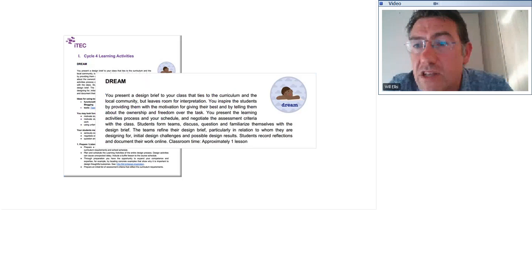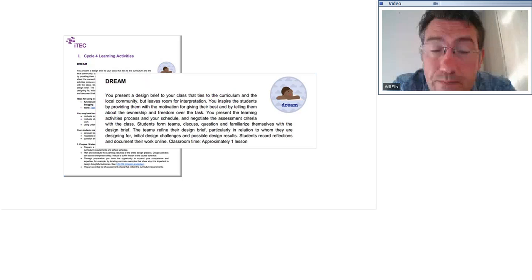This is a learning activity called Dream, and Dream is simply about allowing learners to come up with new ideas amongst themselves. So it's really about collaboration and creativity. So coming up with ideas, having the confidence to develop these ideas, but working with other students to share ideas and mould their ideas together.